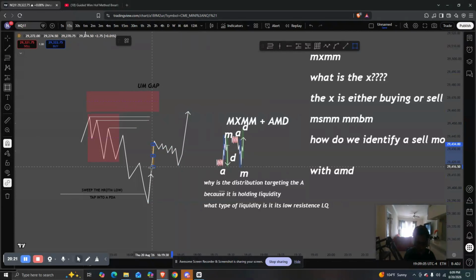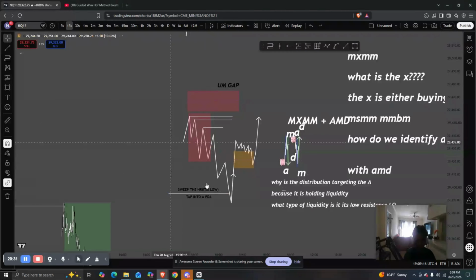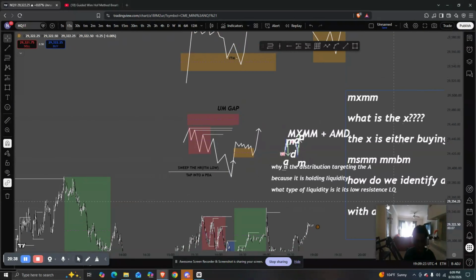Most of the time, this continuation is going to have a higher win rate because it's just continuing the trend. So how can we identify what we're sweeping and do all this on the charts? Cool.